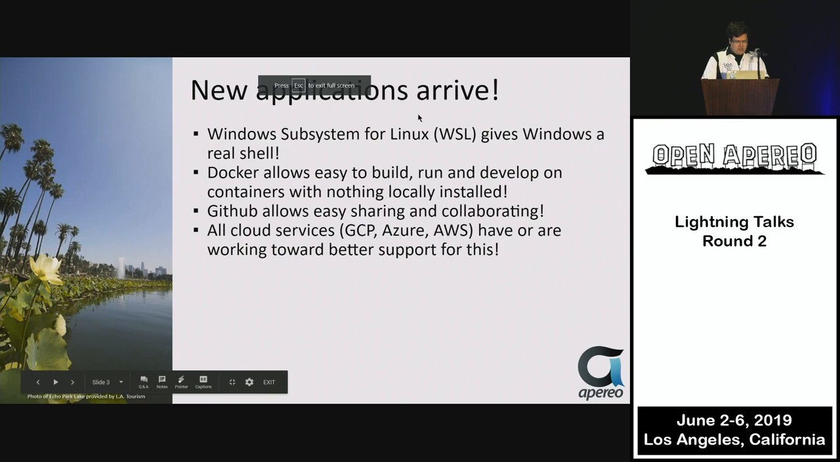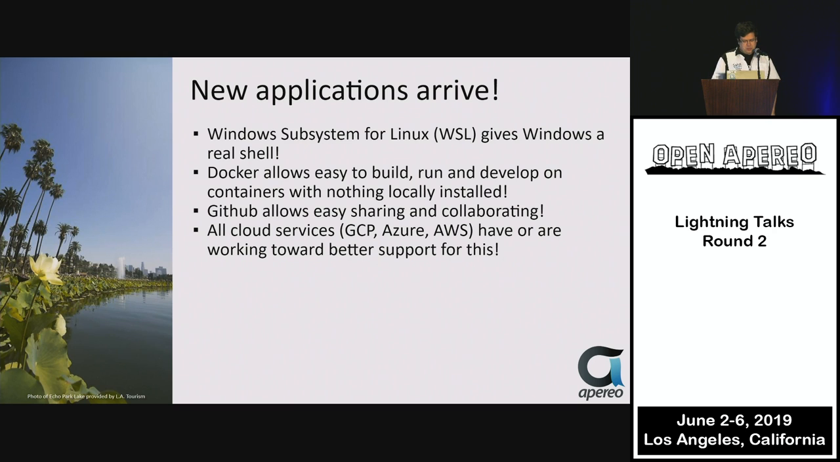So new applications arrived and make Sakai and other applications easier to build. The Windows subsystem for Linux. I'm on a Windows machine here. Gives Windows a real shell. Docker allows you to build and develop containers. You don't have to have anything installed. All I have installed on this computer is Docker. I don't have Java. I don't have Tomcat. I don't have MySQL. GitHub, you can share and collaborate really easily. And all the cloud services, you can just deploy stuff to it.